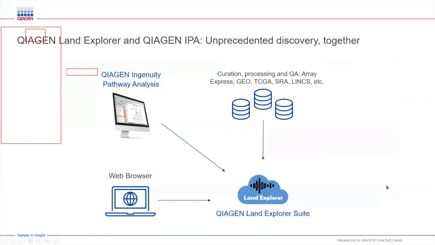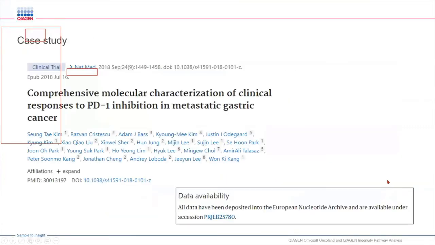Now, this is one way to search for a project of your interest. Since we are interested in searching for this clinical trial paper, it's much easier to use the accession number and search for it. Most papers will provide a GEO accession number, or in this case, we have a European Nucleotide Archive number available for this paper.